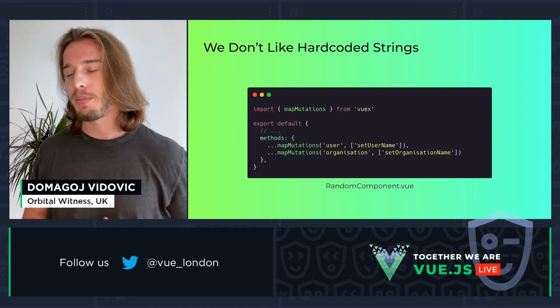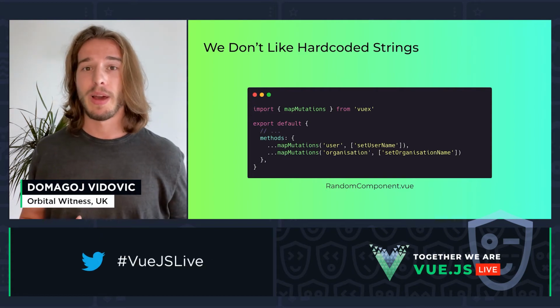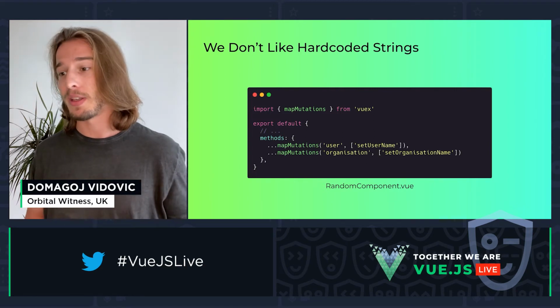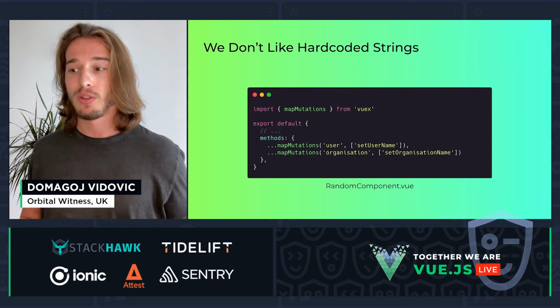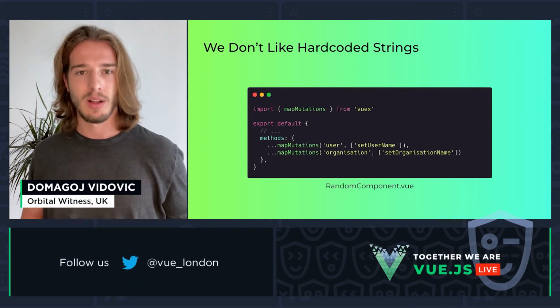Take a look at mapMutations. Because our modules are namespaced, we need to pass the module name as the first argument. That's why, in the first scenario, we passed user. The second argument is an array of mutations, so just one string here, setUsername. Let's solve this.